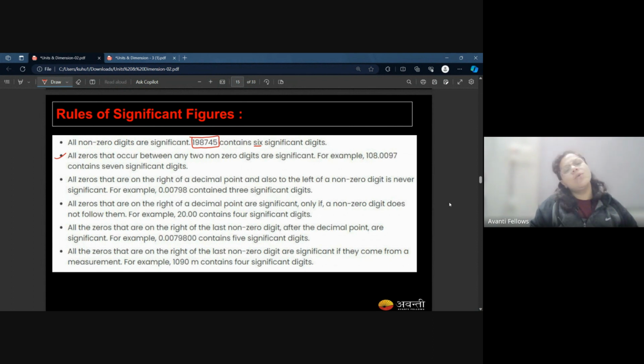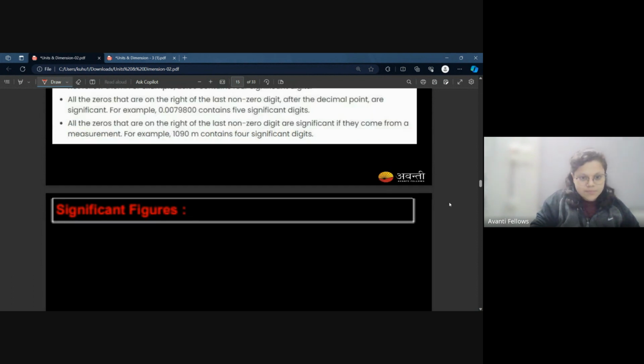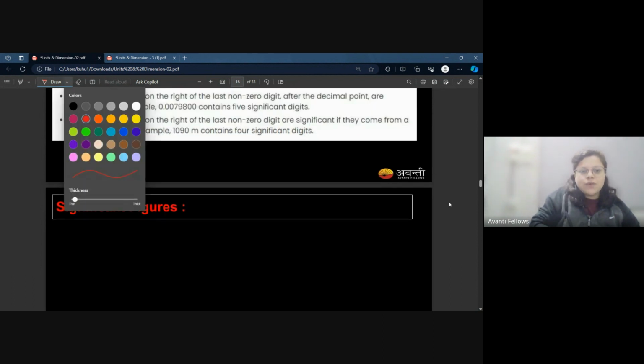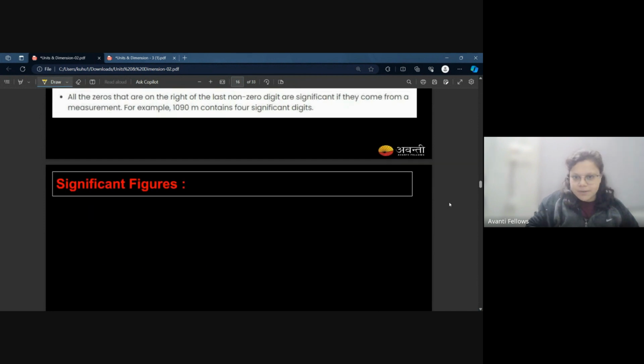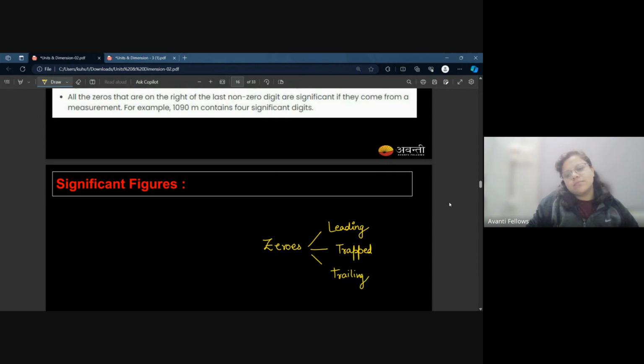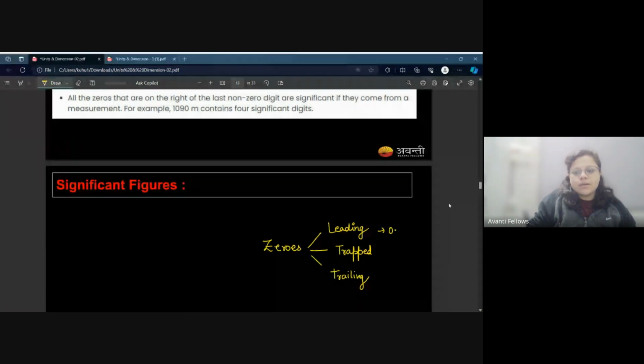Now come to the second rule. It says all zeros that occur between any two non-zero digits. Okay, just wait a minute. In these significant figures, you will have 3 kinds of zeros, basically. You have leading zeros. You will have trapped zeros. And the last category is trailing zeros. As their name suggests, their position also. Like leading one is like this.